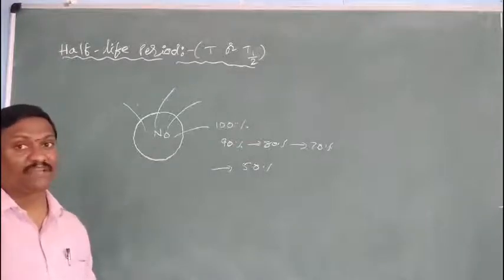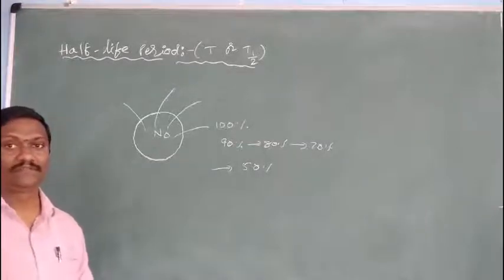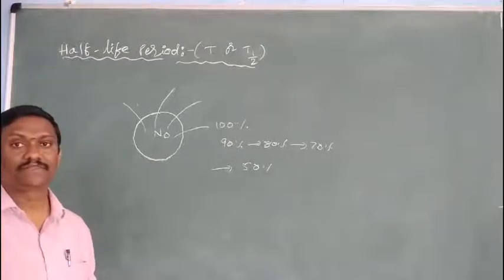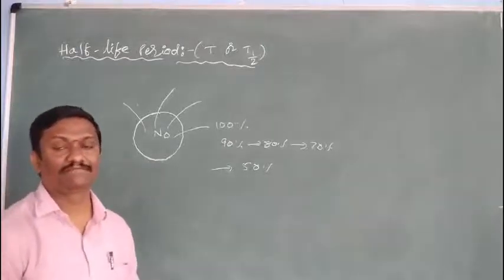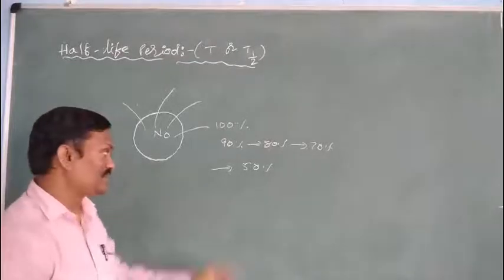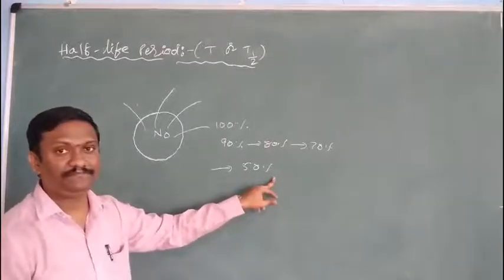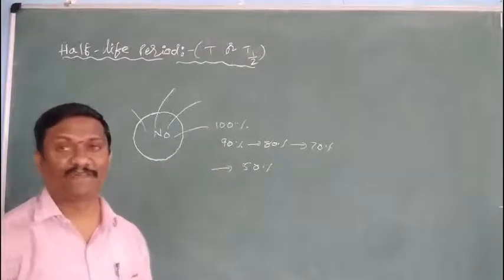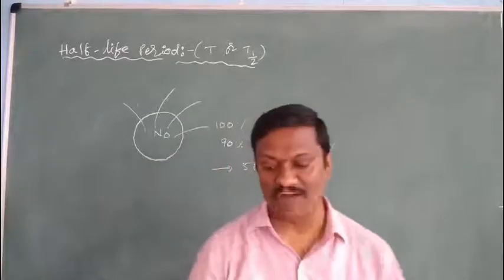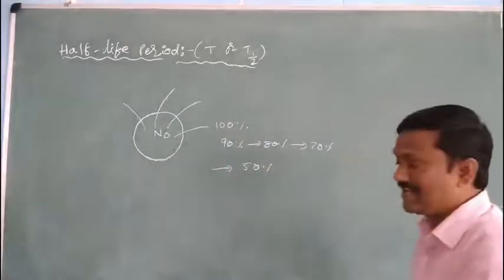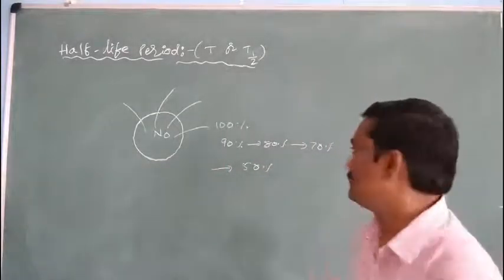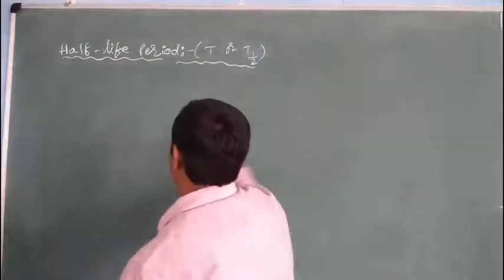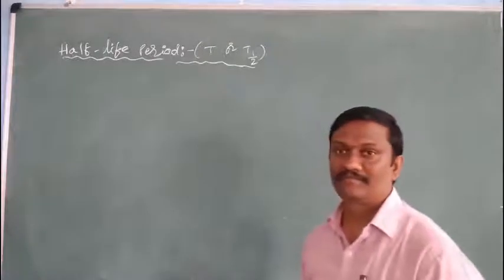So the time taken by the radioactive substance to disintegrate half of its atoms, so that the substance consists of half of the atoms, that corresponding time is called the half-life period. So half-life period is the time taken by the radioactive substance to disintegrate half of its atoms.